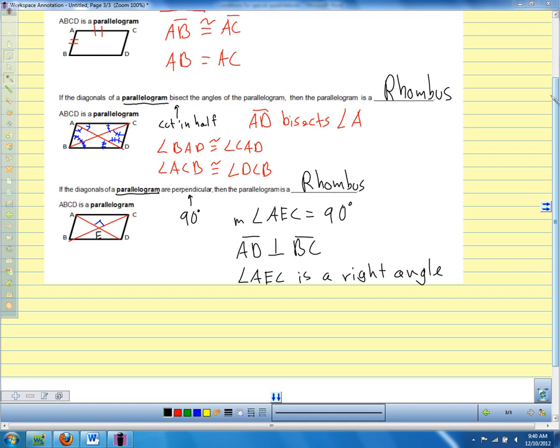Questions on that one? All right, so we had three ways to show that a quadrilateral was a parallelogram. We had two ways to show a parallelogram was a rectangle. Three ways to show that a parallelogram is a rhombus.